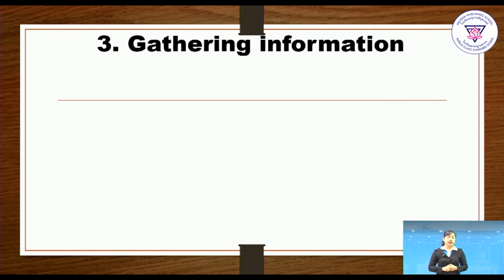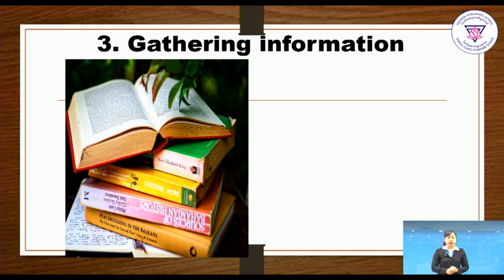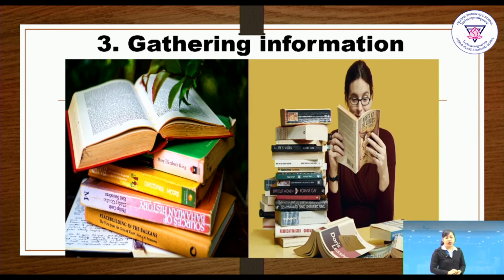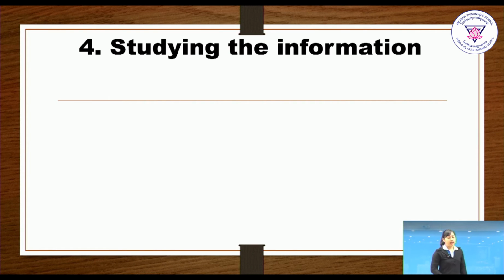Then the third process of the scientific method is the gathering of information. When we gather information, maybe we go to the field or we go with our friends to get an idea to write in the notebook. So that's why we gather information. We can also read books for more information to gather.